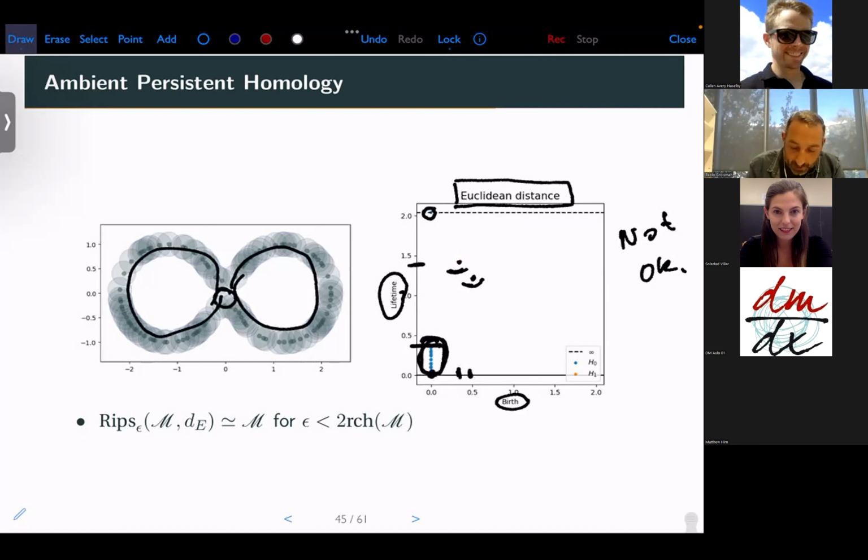Okay, so let's see. You can imagine what I'm going to say now. We are going to replace the Euclidean distance with this Fermat distance. So the idea is, instead of considering balls with respect to the Euclidean distance, we are going to consider balls with respect to the Fermat distance.